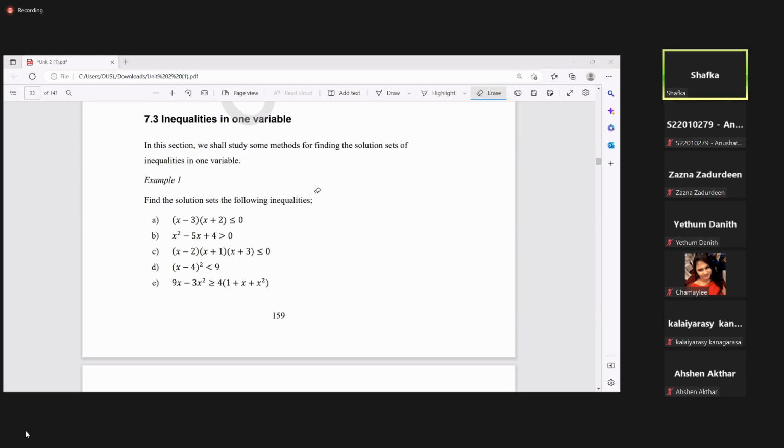Can someone please tell me the answer, if you already know about inequalities?